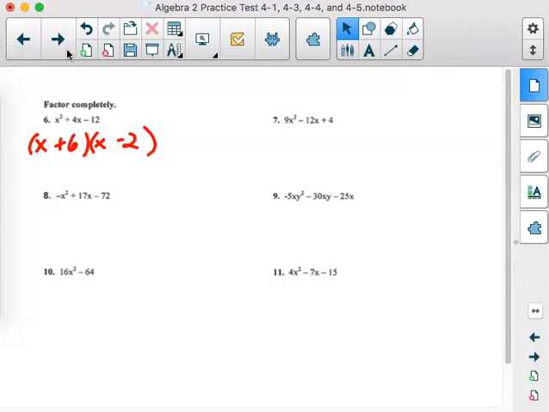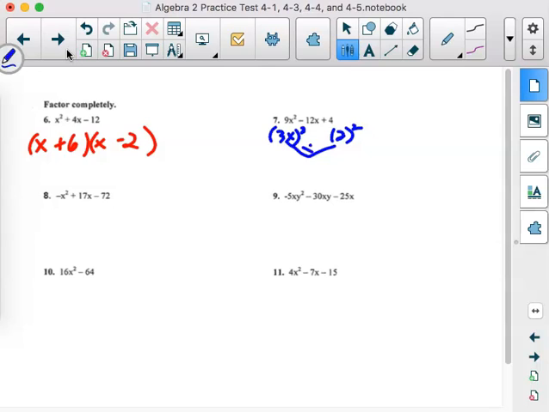Going to 7. Greatest common monomial factor? Well, let's see. For 9, it could be 1, it could be 9, it could be 3. Nope, that's not going to divide into that little 4 in the back. But wait a second. 9x squared is a perfect square, and 4 is a perfect square. Maybe this is a perfect square trinomial. Let's check it out. 3x times 2 is 6x, and when you double it, you get 12.